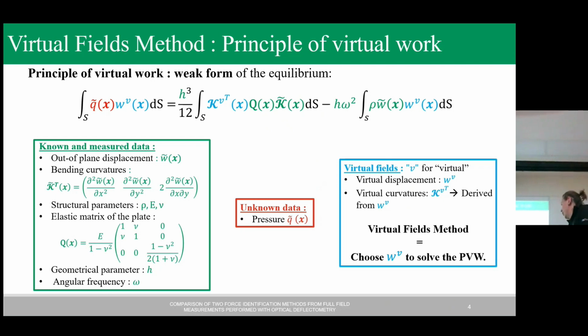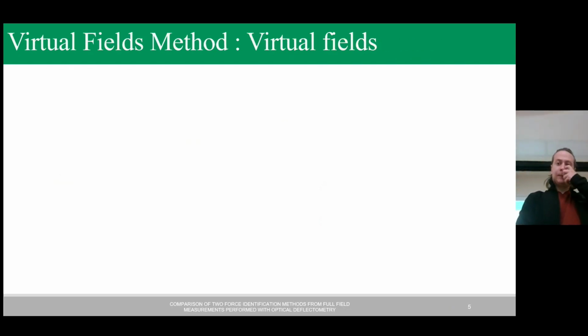Which are the virtual fields. So basically, the virtual field method is about choosing some functions called virtual fields and using them in order to solve the principle of virtual work, in our case, to estimate the pressure. So you have the virtual displacement, WV, and the related virtual curvatures, KV, that we derive from this virtual displacement.